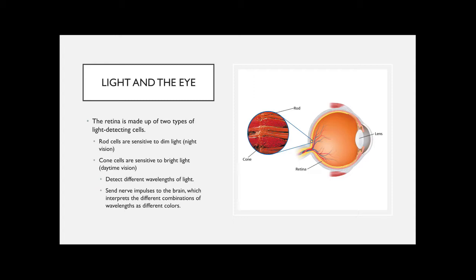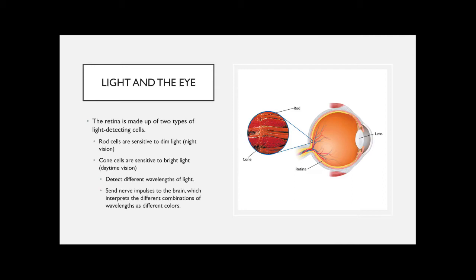So the retina has two specific cells that are called light detecting cells. They have the rod cells and they have the cone cells. The rod cells are specific to dim light, so they're sensitive to dim light. So they actually help you see in the dark, kind of like night vision. Cone cells, on the other hand, they're sensitive to super bright light, so they help with daytime vision.